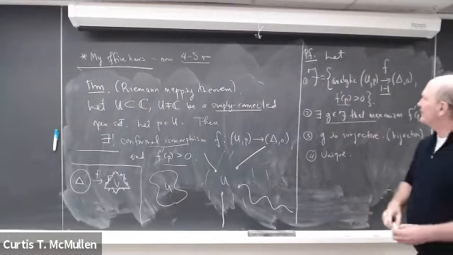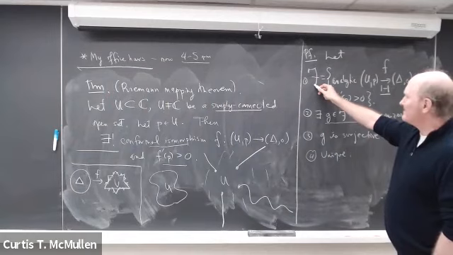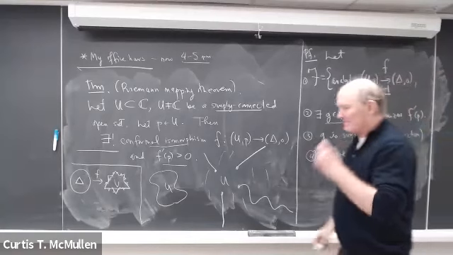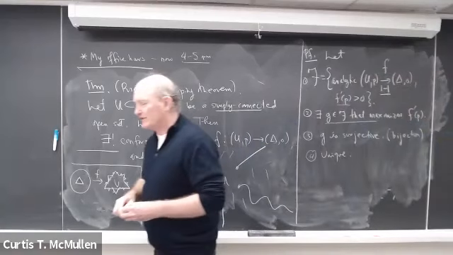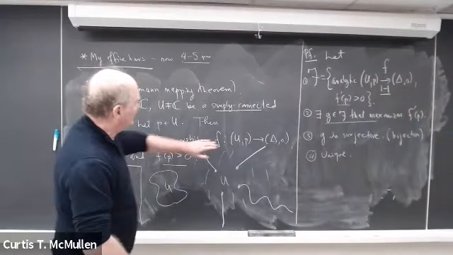So the first issue is, is the collection F non-empty? If this is empty, there's no way we're going to be able to solve the maximization problem. So we first have to show that there's at least one map that sends U into the unit disk.